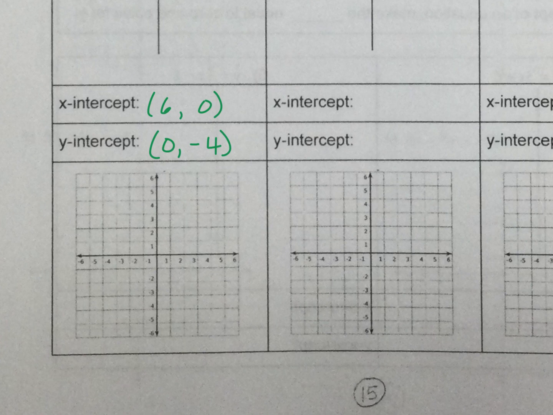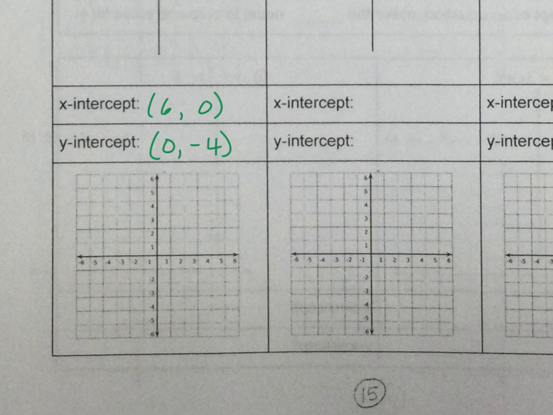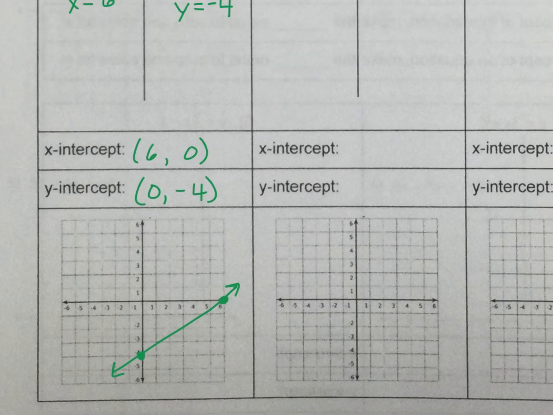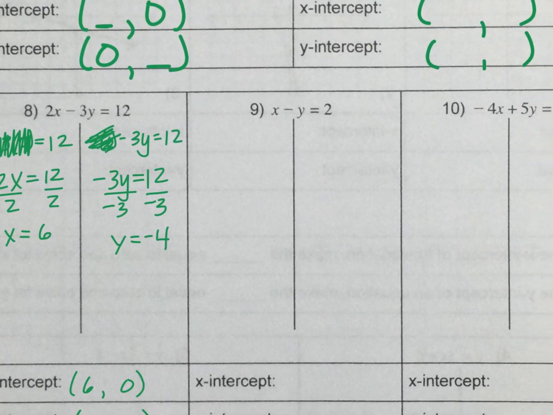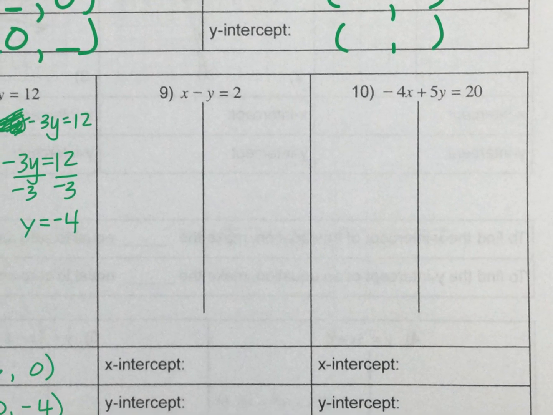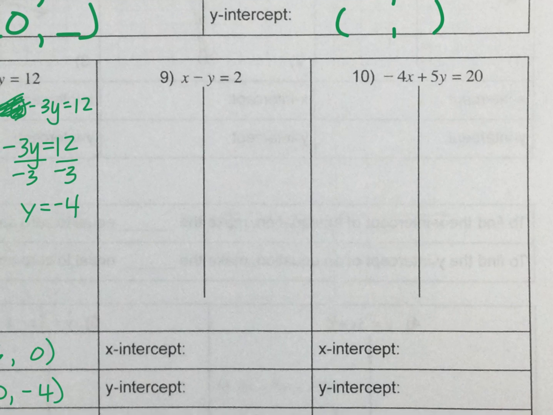Now I have 2 points that I'm going to graph. So the first one is on the x-intercept. I go over 6. Up and down 0. The second one, I go down 4. And then I just connect them. Easy peasy. So this is when we actually like standard form better than we like slope-intercept form, y equals mx plus b.